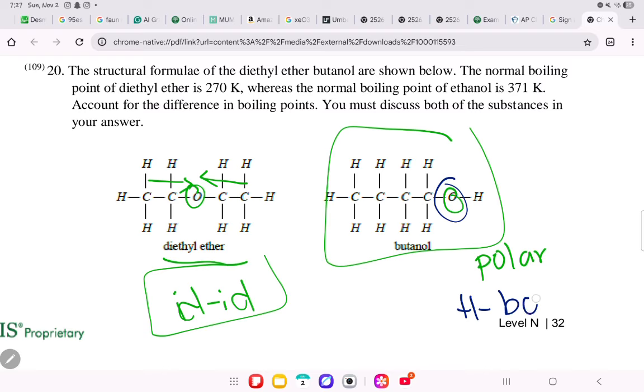It will form a hydrogen bond, because fluorine, oxygen, and nitrogen can form a hydrogen bond. So definitely for sure, I think here they also mean butanol. Definitely for sure, butanol will have the higher boiling point in between the two. We move on to question 21.